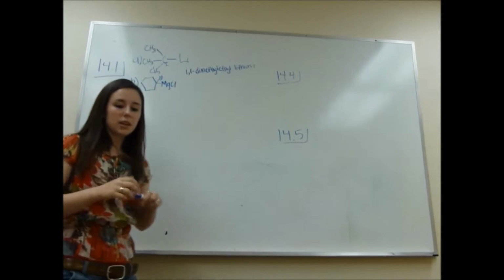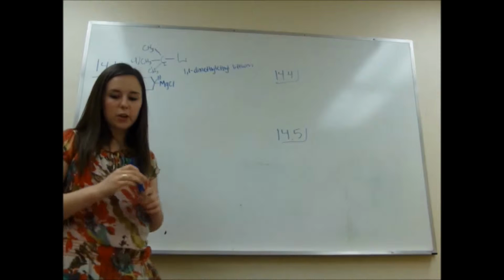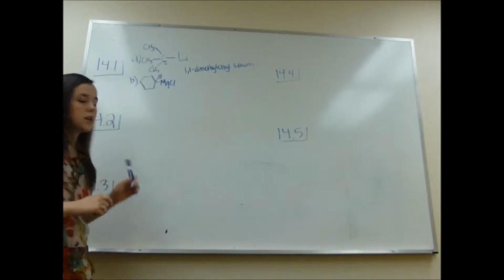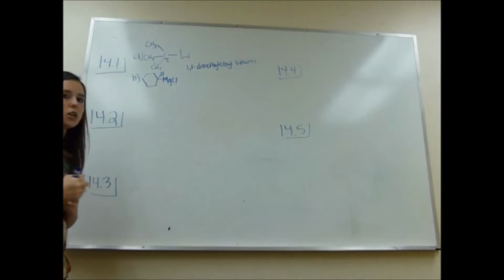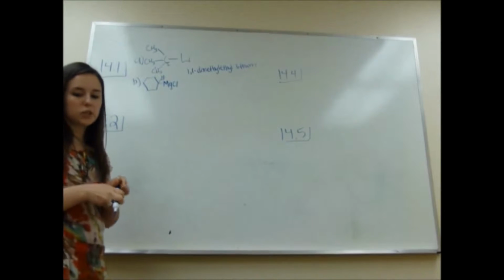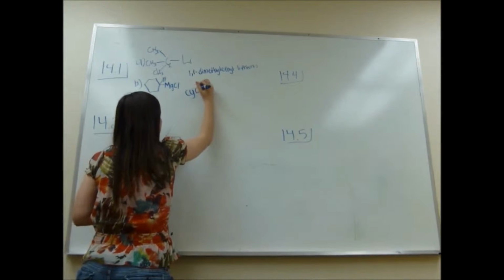For the second problem, B, cyclohexyl is a substituent, and the chloride is named as an anion. So the answer for the naming for this one would be cyclohexyl magnesium chloride.